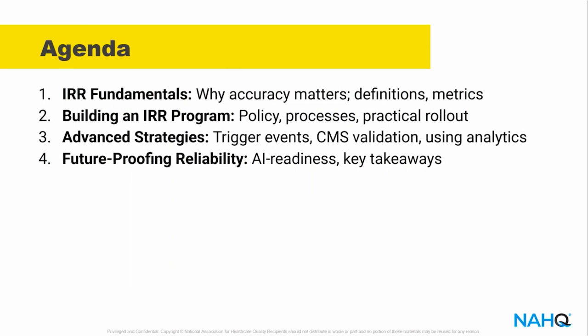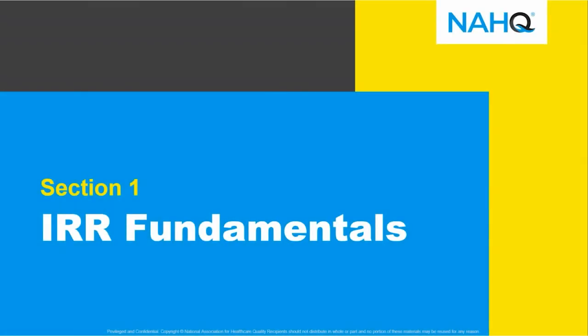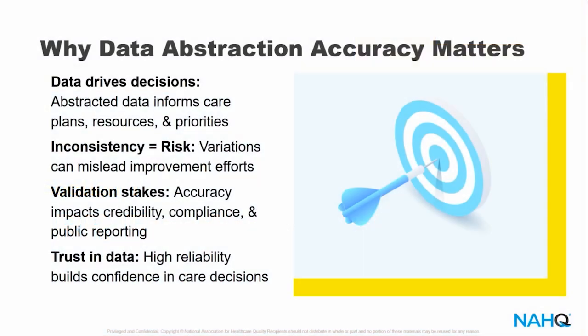Here's our roadmap. We'll start with IRR fundamentals, giving the rationale, definitions, and measures of success. Then we'll move into building the program to talk about policy, sampling, buddy reviews, and timing. Next, we'll cover some advanced strategies like trigger events and how to use analytics to drive improvements. And we'll finish up with tips for future-proofing your reliability. Each section builds on the last so that you leave with a practical playbook. Okay, let's jump into section 1.